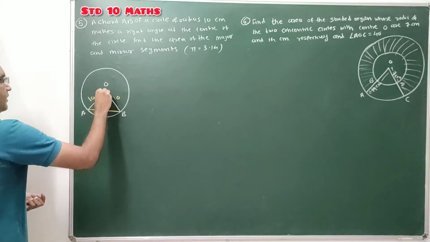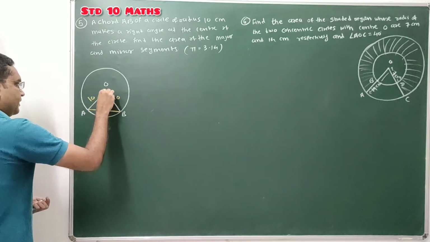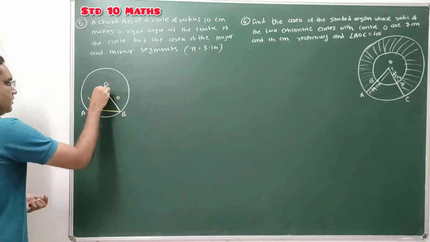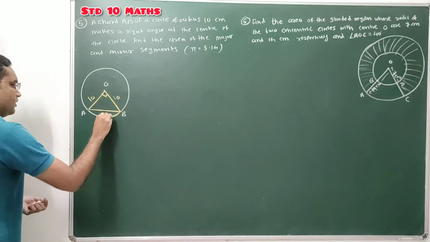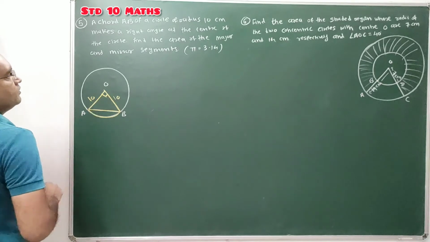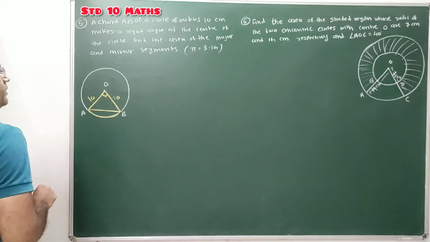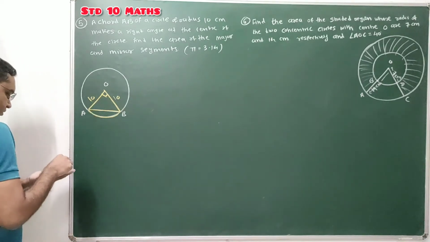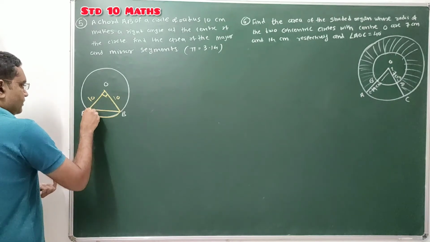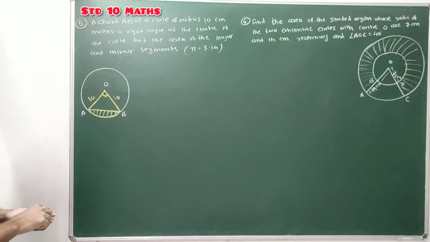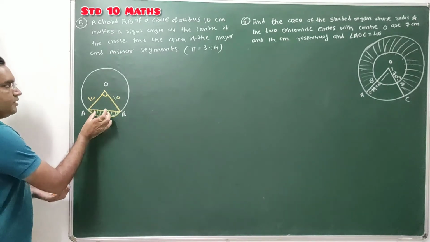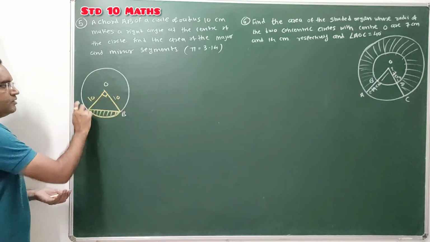The chord makes the right angle at the center. So this one is nothing but the quadrant of the circle. Find the area of the major and minor segment. So the minor segment is this one. You have to find the area of this minor segment, and then we can find the area of the major segment by subtracting the area of the minor segment from the area of the circle.